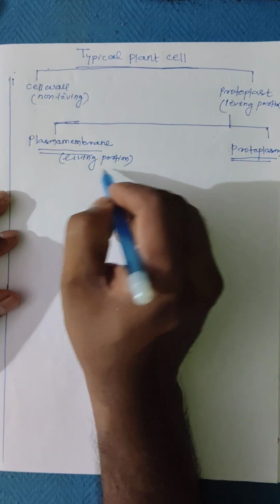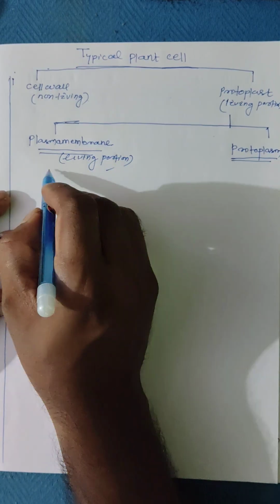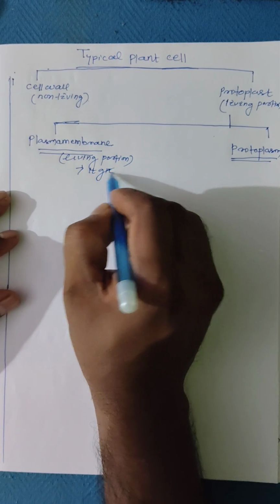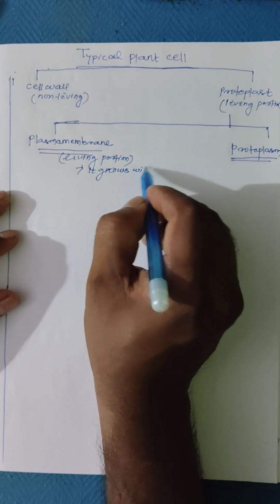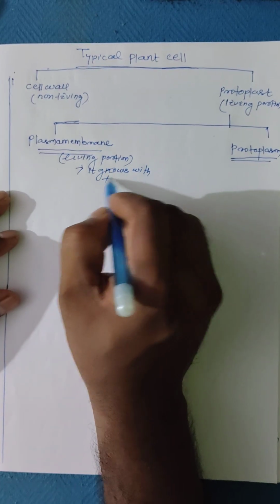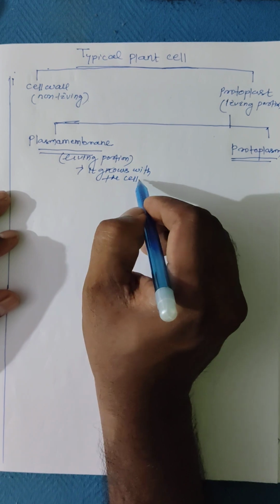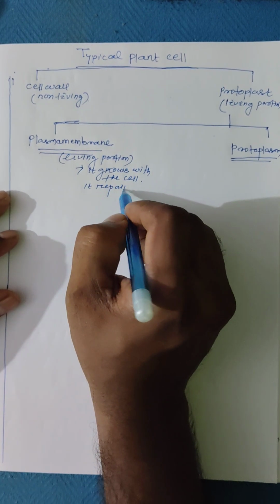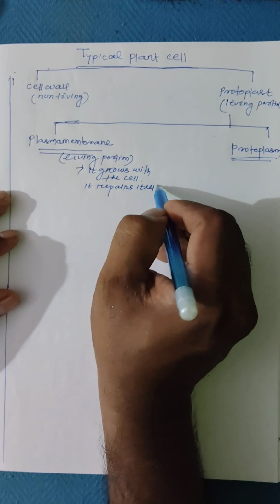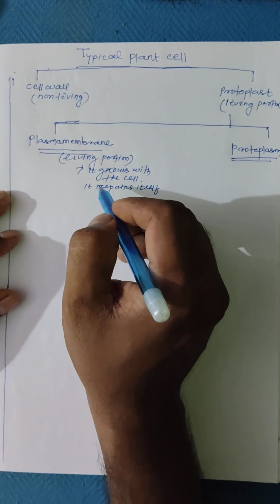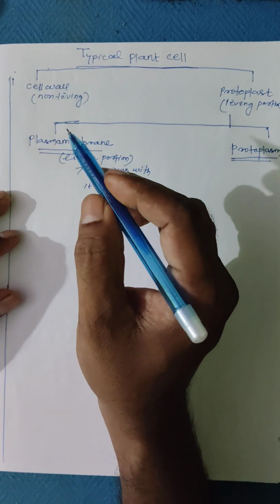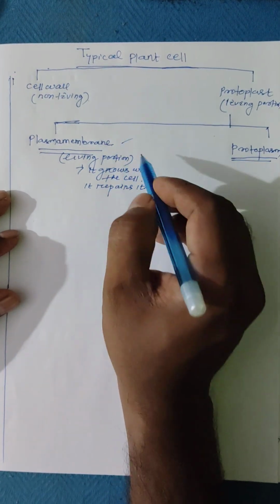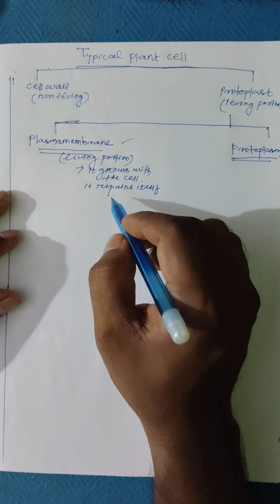Why is the plasma membrane living? Because it grows with the cell, and it repairs itself, and also it gives response to changes. So for this reason, the plasma membrane is the living portion of the cell.